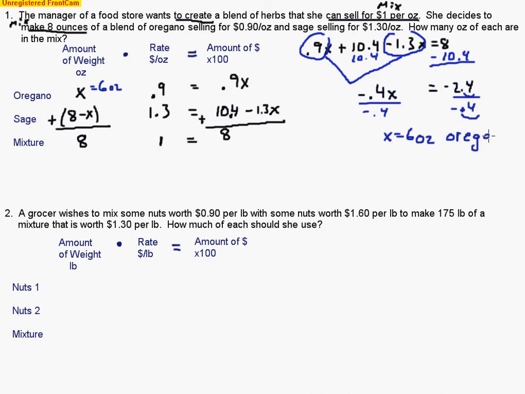And then we have the amount of sage. Well, you just put the 6 right here and subtract it from 8. So 8 minus 6 makes 2. So 2 ounces of sage. And that would be our answer right there.